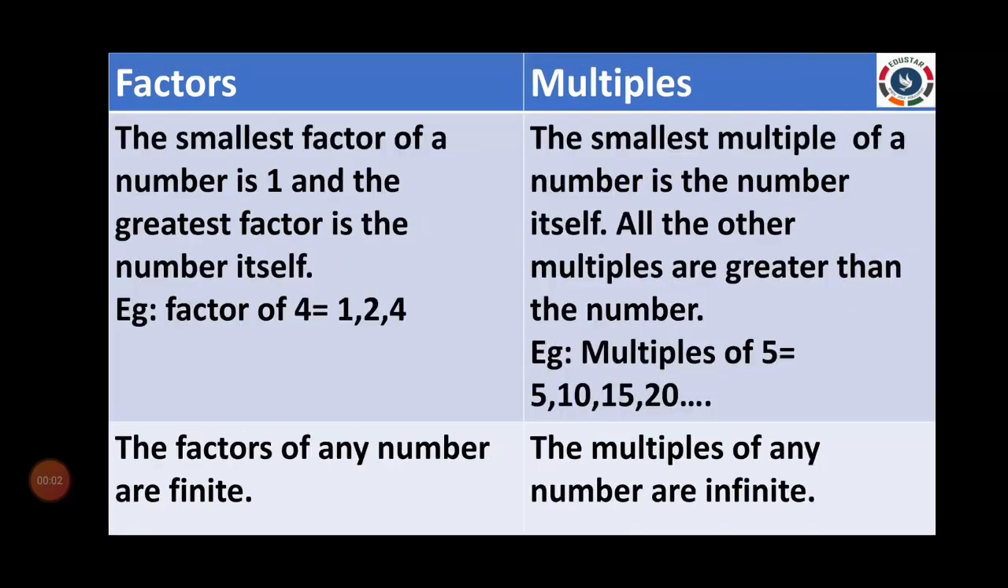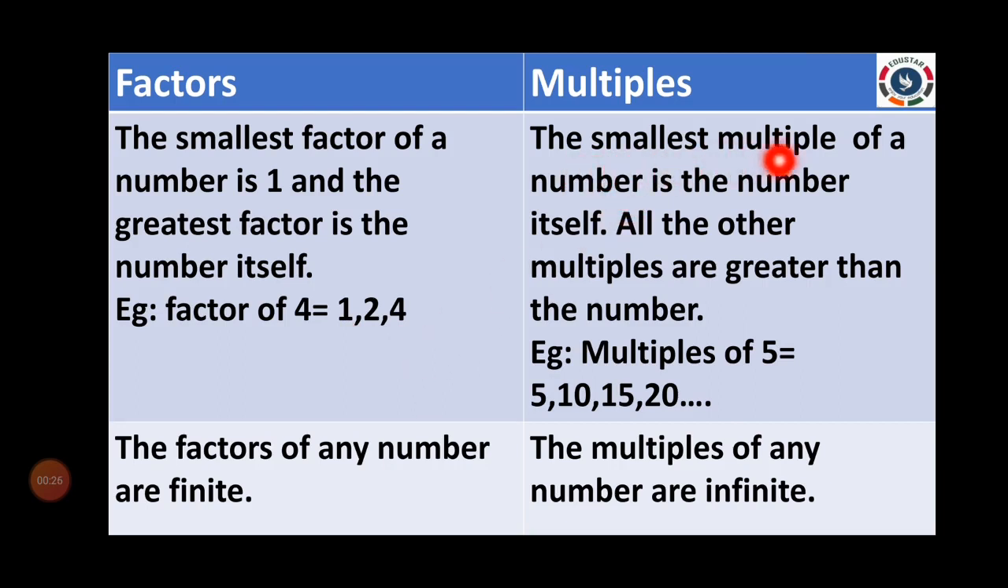To explain the third point, the smallest factor of a number is 1 and the greatest factor is the number itself. Here is an example: the factors of 4 are 1, 2 and 4. Which is the smallest factor here? 1. Which is the greatest factor here? 4. So that is the number itself. That is the third point.